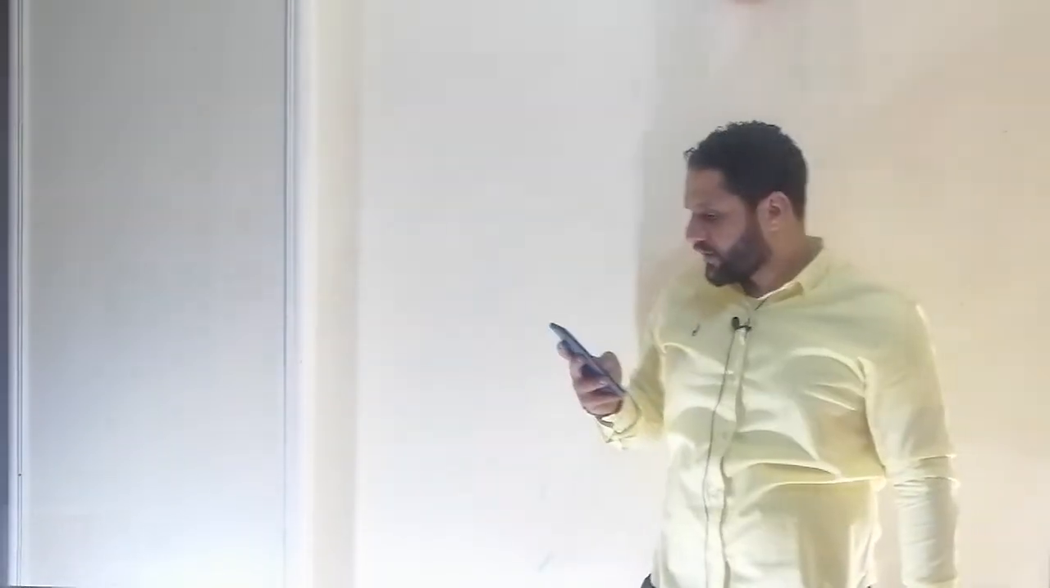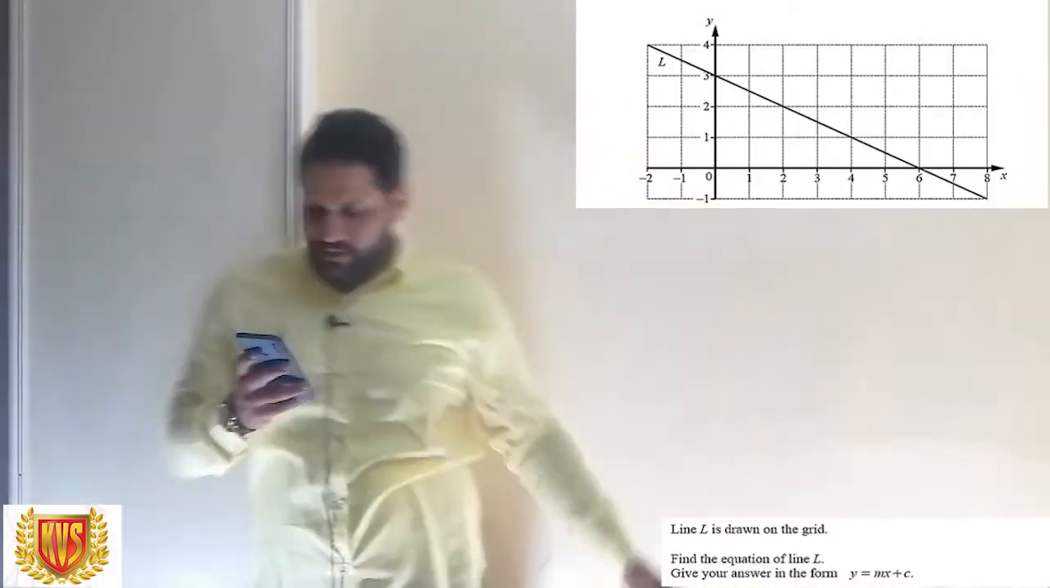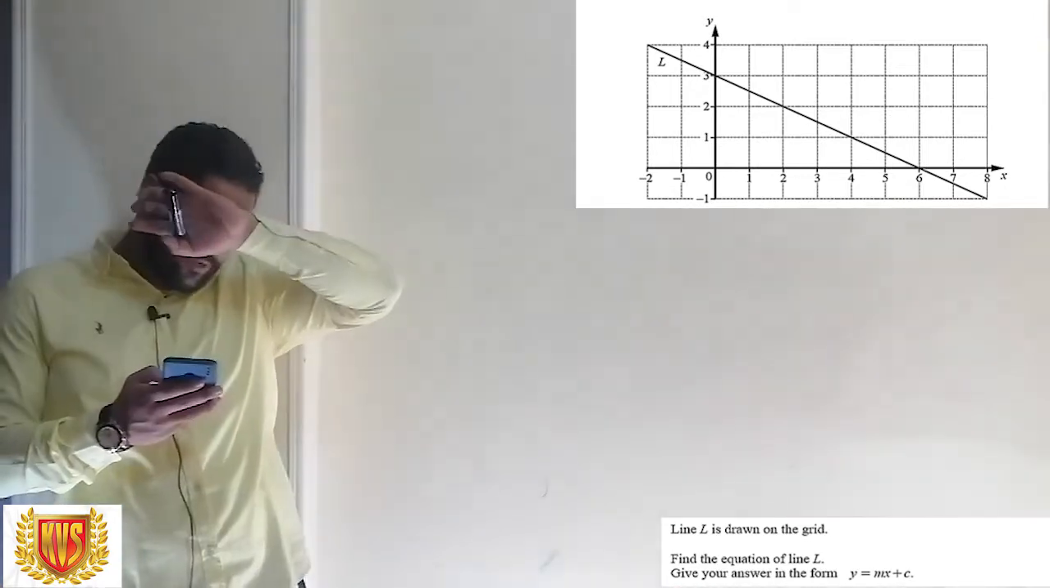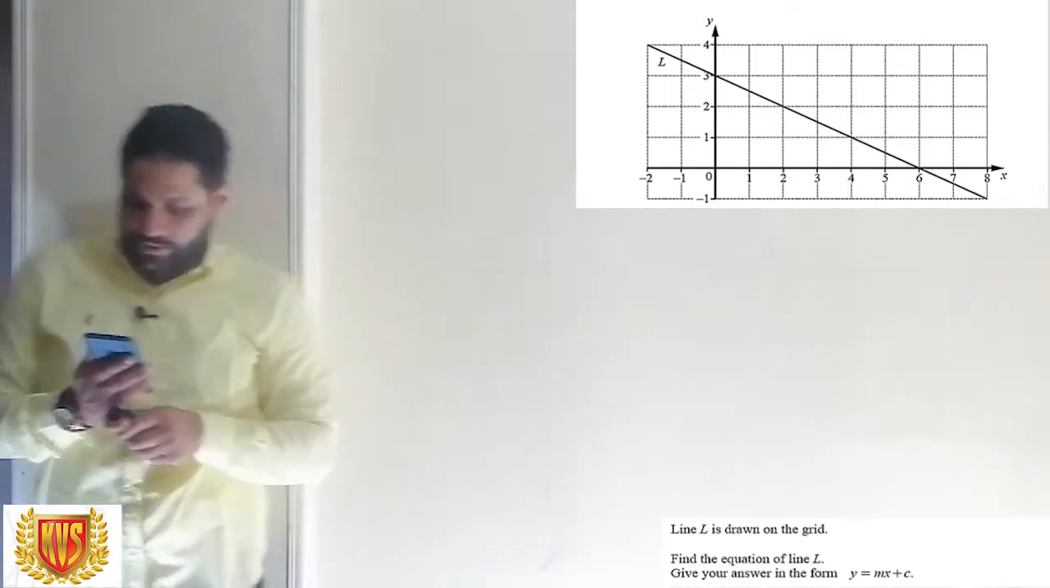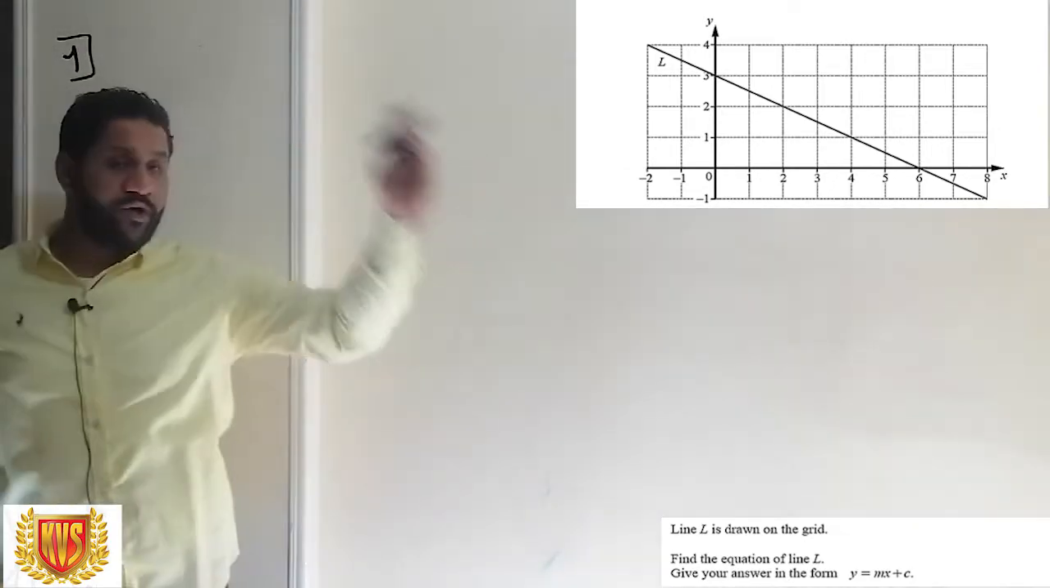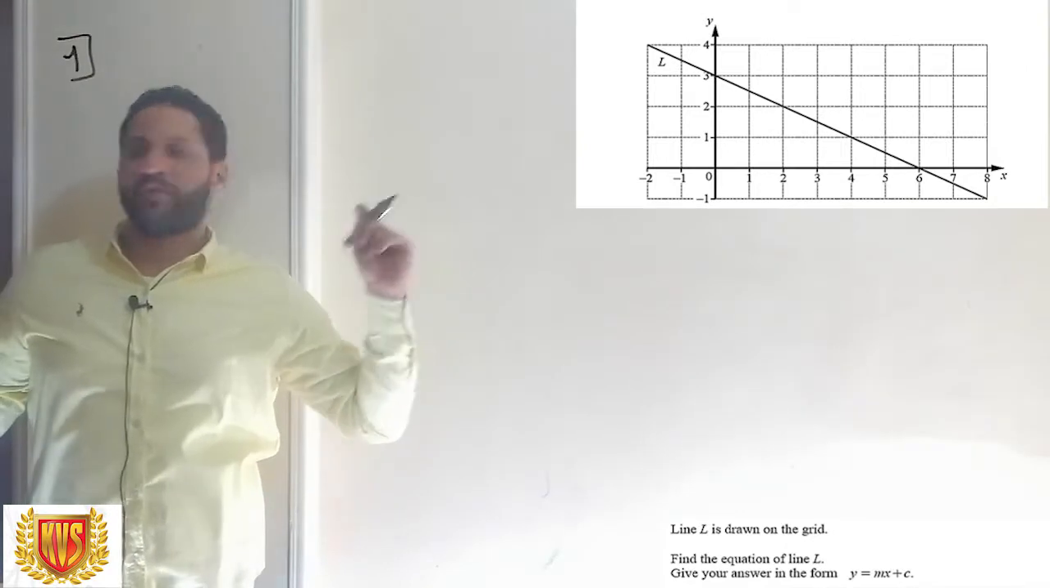Okay, let's look at this question. There is a line, as you can see it's drawn, and we want to find the equation of this straight line. To find the equation of this line, get any 2 points from the line.